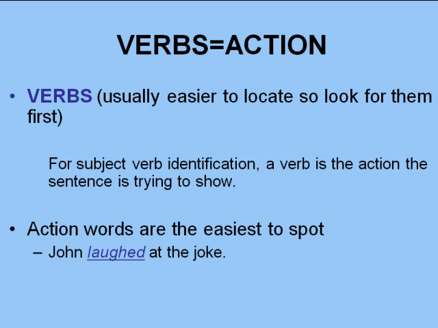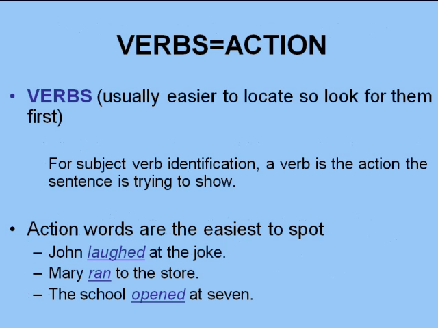The verbs are usually easier to locate, so it's important for you to look for your verbs first. The verb, again, is the action that the sentence is trying to show. So on these sample sentences, the first one here, John laughed at the joke. Laughed is the thing that John is doing, and that's why laughed is our action for that sentence. Mary ran to the store. Ran is the thing that Mary did. The school opened at 7. Opened is what the school did. Okay, so those are the actions of those sentences.